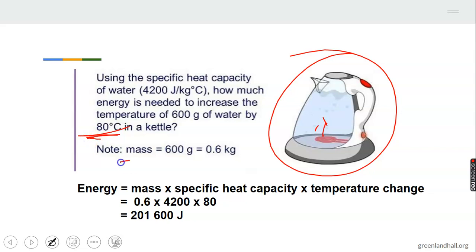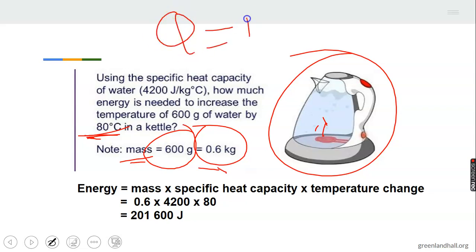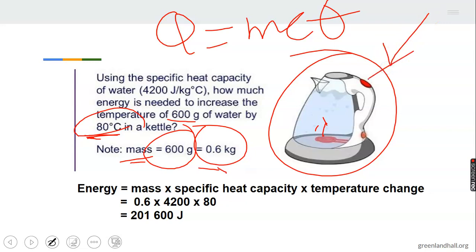Now, we have been given the mass to be 600 grams. Always remember to convert it to kilograms, which is 0.6 kilogram. Now, using our formula, Q equals mcθ. Using this, how much energy is needed to increase the temperature of 600 grams of water by 80 degrees Celsius in a kettle? I believe we are all familiar with this type of kettle. We used to heat water in our houses.